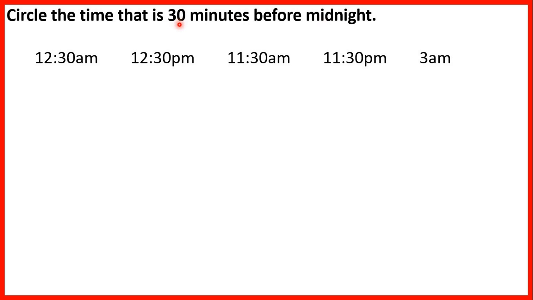So if we subtract 30 minutes from 12 o'clock, that's 11:30, because there are 60 minutes in an hour and 60 minus 30 is 30. So we need 11:30 p.m.